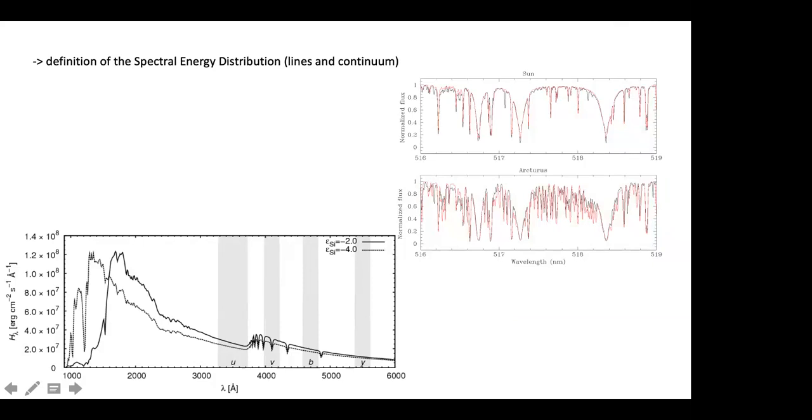And with the synthetic spectrum that includes both the lines and the continuum, so also the emission in the continuum, with this you can compare with the observed and measure the temperature of the star, the surface gravity that also tells you the evolutionary state of the star, then the chemical composition, the abundances of the various species.